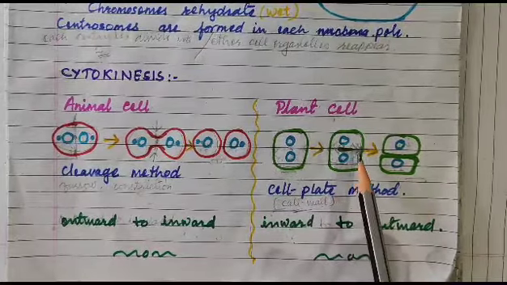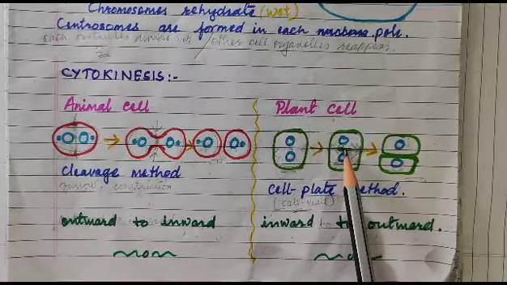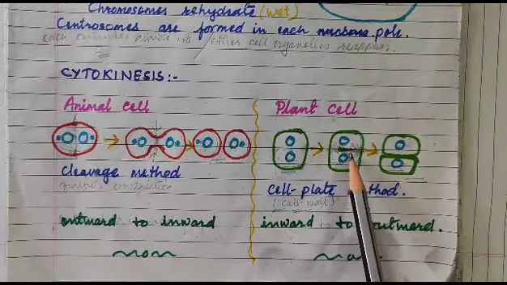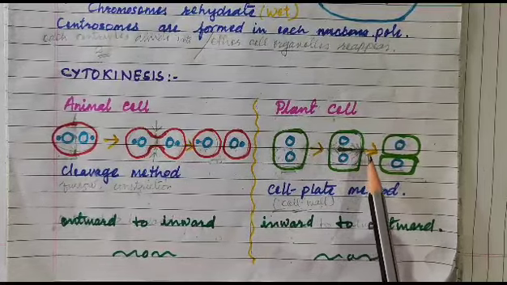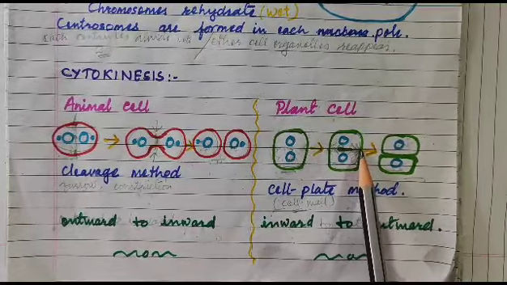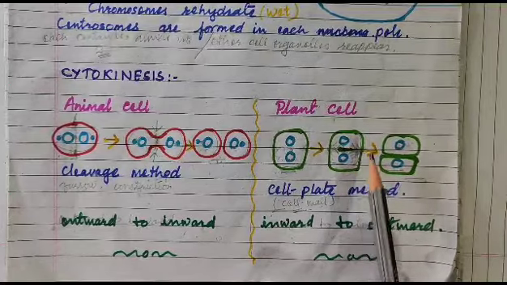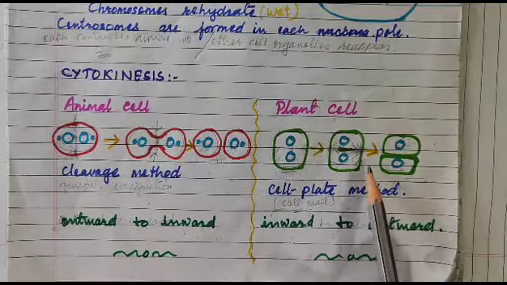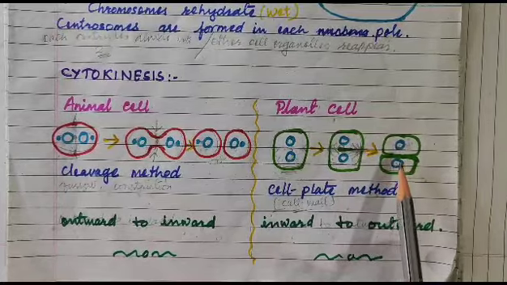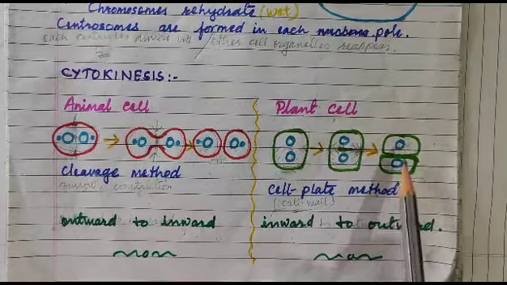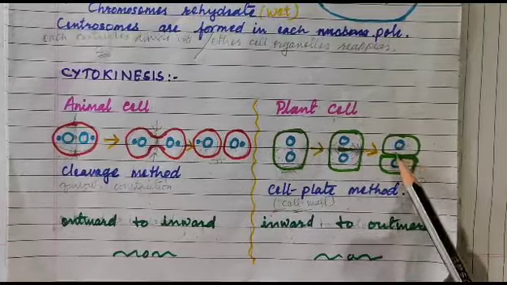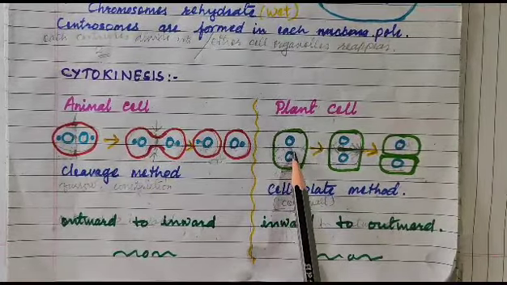So cell plate appears in the middle of the cytoplasm, and this cell plate starts growing outward from 2 sides. It keeps growing on both sides until it meets the cell wall. Okay, when it meets the cell wall, it breaks at that point, dividing cytoplasm into halves, right? So each half is containing a nucleus. So this is how 2 daughter cells are formed from a single mother cell.